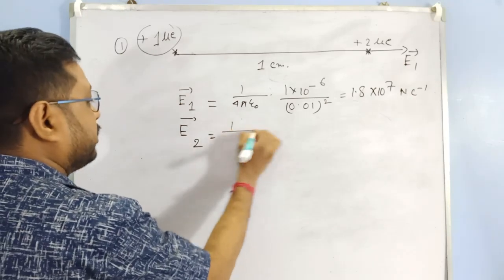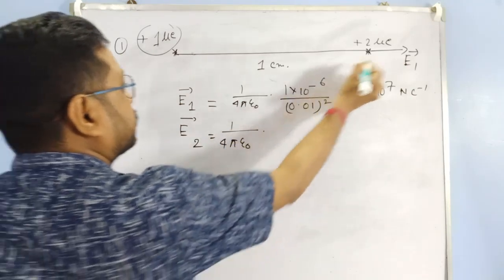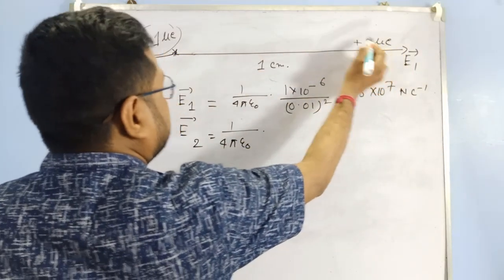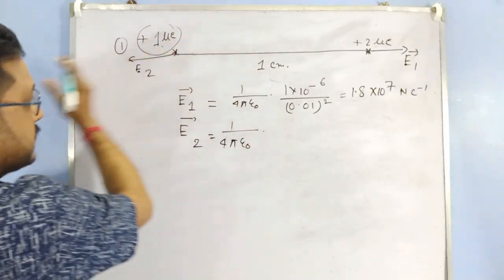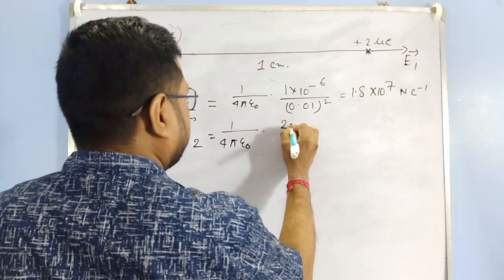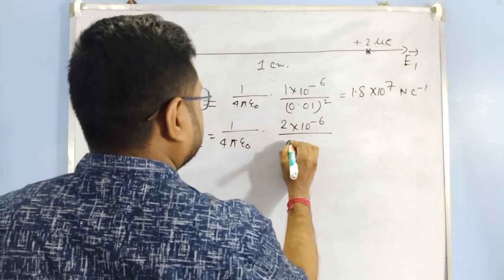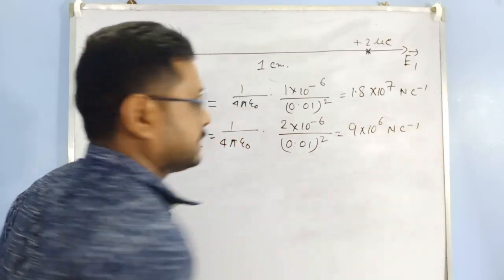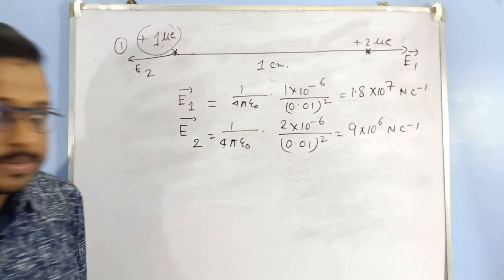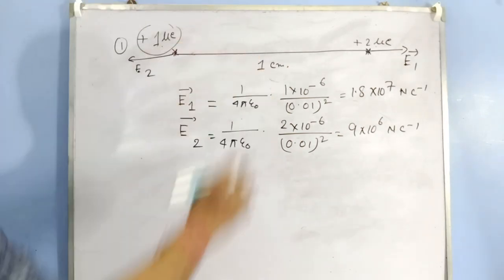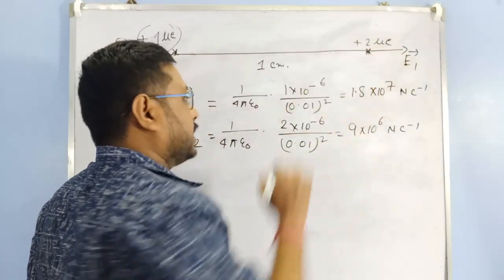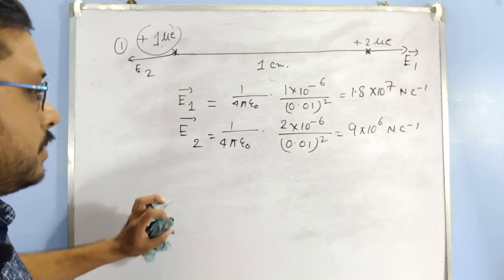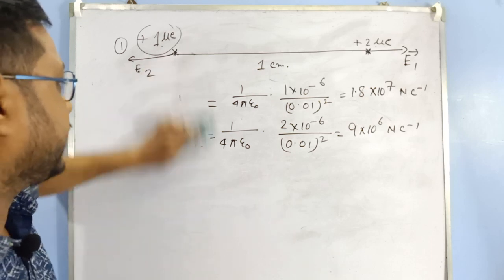Also the value of E2 is 1 by 4 pi epsilon naught. Here the source charge is plus 2, so E2 will be along this direction, because this charge produces a repulsive force which is along the opposite side of E1. It is 2 into 10 to the power minus 6 divided by 0.01 square, that is 9 into 10 to the power 6 Newton coulomb inverse. So this is the electric field produced by each charge separated by a certain distance. Now we go with another example.